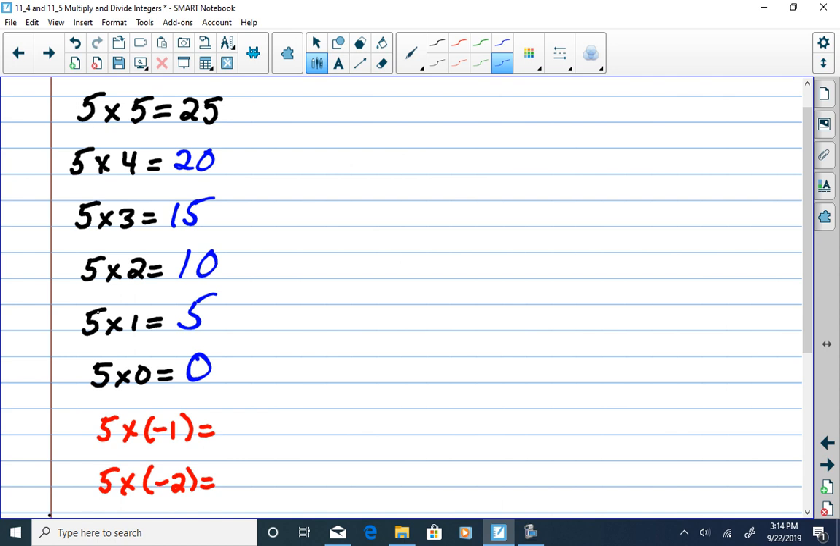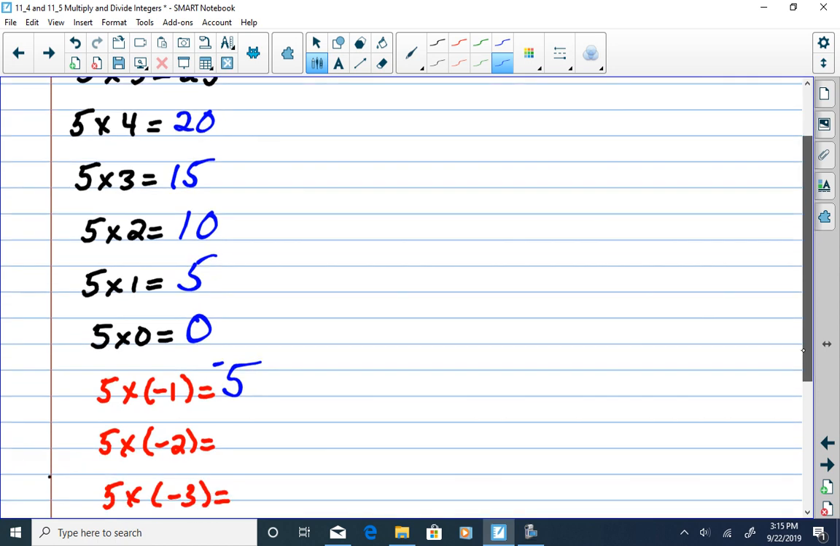Notice that the first factor has not changed in any number sentence, but the second factor has changed in each number sentence. Well, what's the pattern of the second factors in each number sentence? Well, the pattern is that the second factor is decreasing by 1 each time. So the next number sentence in the pattern should be 5 times -1 is equal to what? Well, we see that the pattern is decreasing by 5 each time, and if I decrease 0 by 5, we wind up with -5 for that product of 5 times -1.